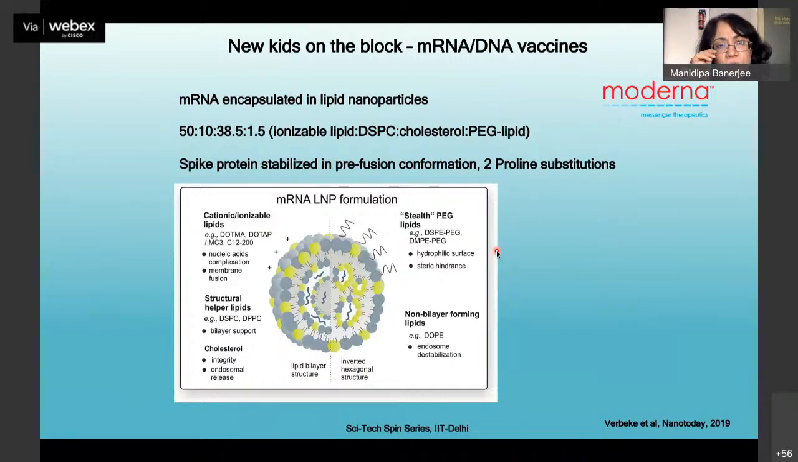And the new vaccine formulations which have come in during SARS-CoV-2 infection are the mRNA and DNA vaccines. Essentially, the mRNA corresponds to, and encodes, a particular protein on the surface of the virus. This mRNA is injected in our body. It goes into our cells, makes the protein, and then we raise an immune response against that particular protein. You may have heard of the Moderna vaccine, right? This is the mRNA vaccine. This is a new type of vaccine.